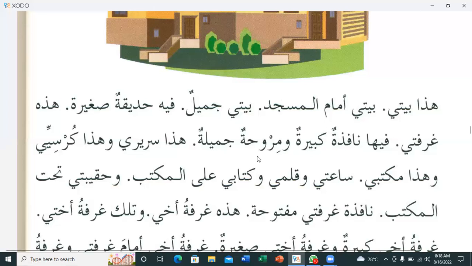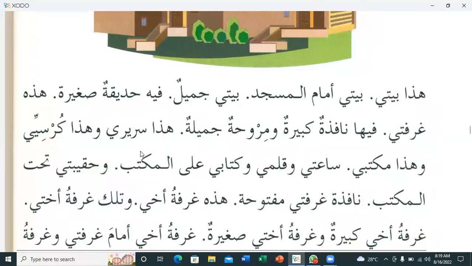Wa mirwahatun jamilatun. Mirwahatun, fan. Wa mirwahatun, and a fan. Jamilatun, beautiful. And a beautiful fan. Fiha nafidatun kabiratun wa mirwahatun jamilatun. In it is a big window and a beautiful fan.